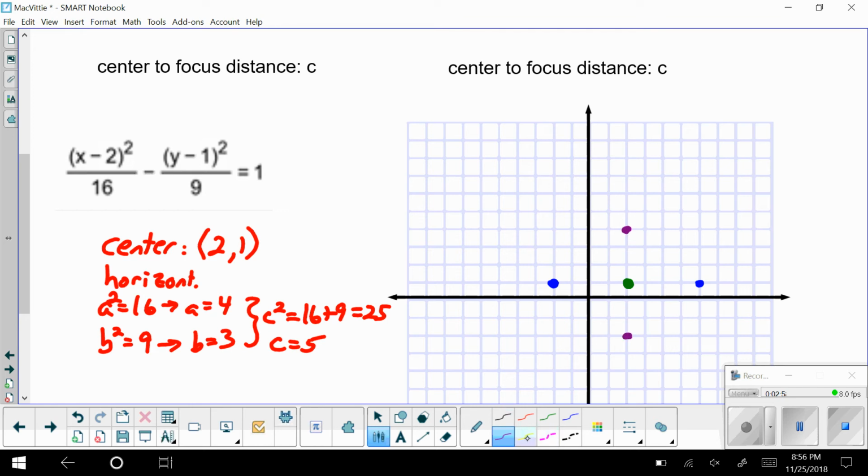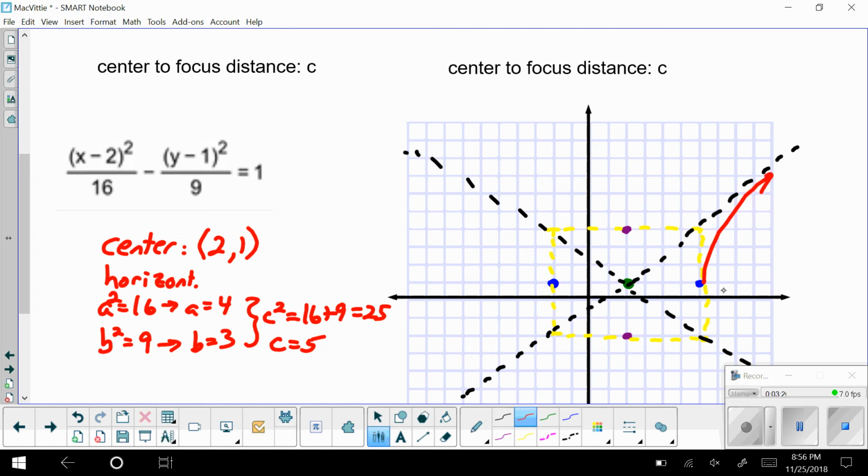And if I make a box out of this, the diagonals of this box will act as the asymptotes that my hyperbola curves have to approach when I draw the curves. So because x came above the a squared, opening left and right, there's the graph of my hyperbola.